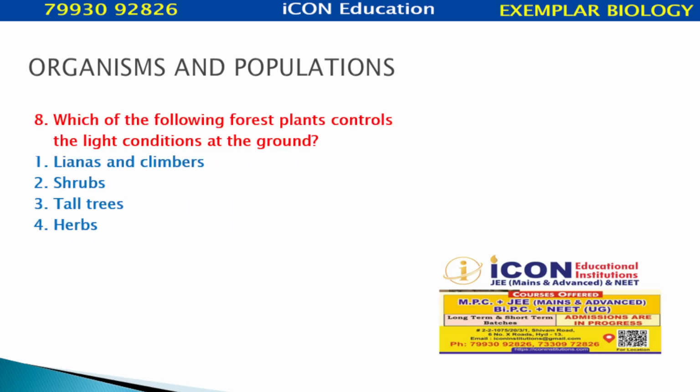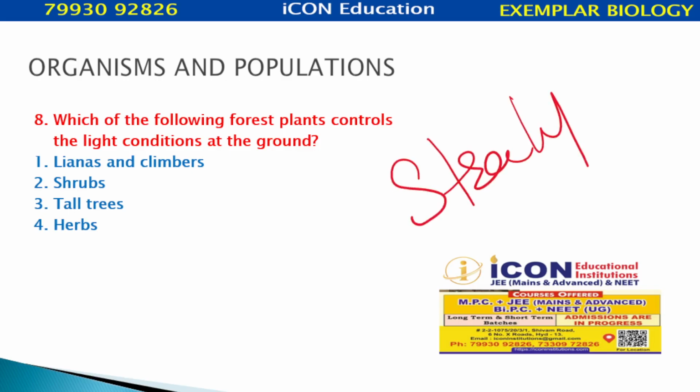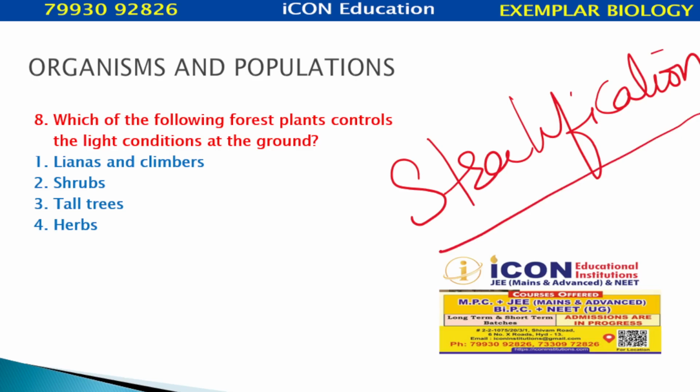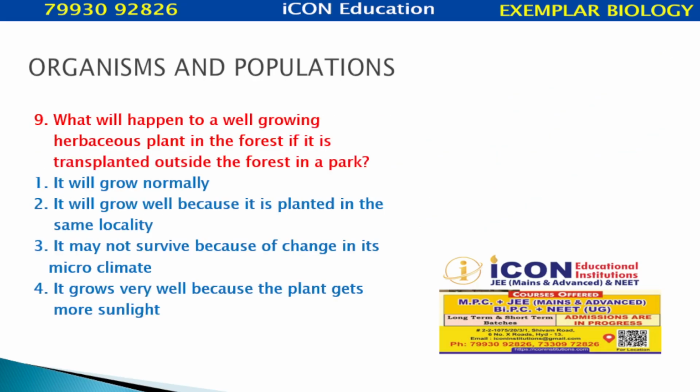Which of the following forest plants control the light conditions at the ground? Even though this part is removed from the syllabus, we have vertical stratification, a word called stratification in the ecosystem chapter, so it is related to that. That's why we are answering this. Options are given: lianas, climbers, shrubs, tall trees, herbs. According to stratification, the top position will be occupied by tall trees. So, they control the light conditions at the ground because they are bigger. They stop the light from penetrating towards the land.